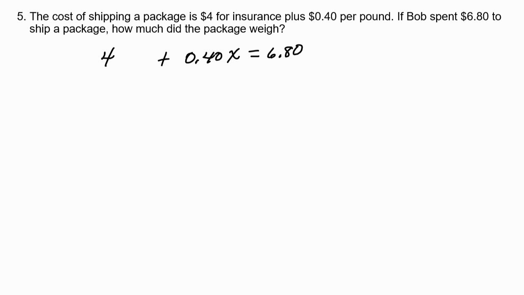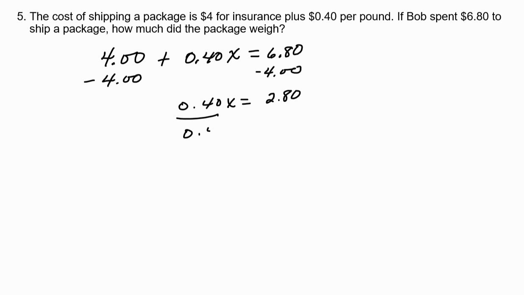Now the first thing I'm going to do is to write this $4 as 4.00, just because everything else is out to the nearest penny, and I'm going to do that to avoid mistakes. I'm going to subtract the $4 from both sides of my equation. So I have 40 cents times x equals $2.80. So divide both sides of my equation by 40 cents.